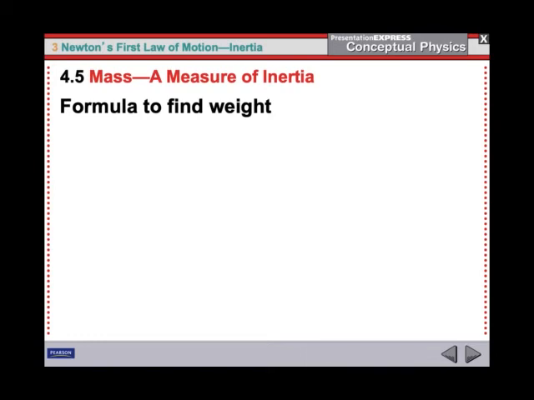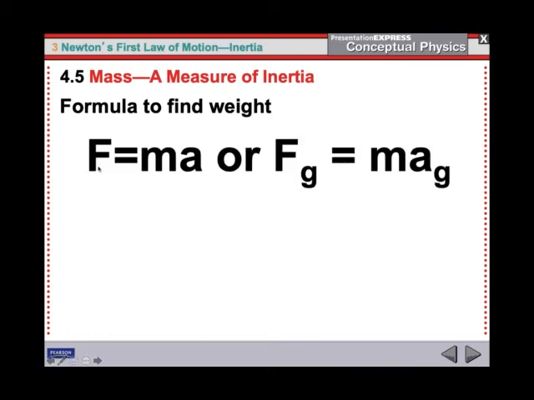Here's the formula to find the weight of something. I like to call this the FMA formula. Force, a big F, equals mass times the acceleration due to gravity wherever you are. Usually, unless I tell you differently, you're going to assume that you're on the Earth, and the acceleration due to gravity on the Earth is 9.81 meters per second squared. The other way that you can write it to show that it is in fact a weight is the force due to gravity, F sub g, equals the mass times the acceleration due to gravity. Either one is fine. You just have to realize that weight is actually a force.